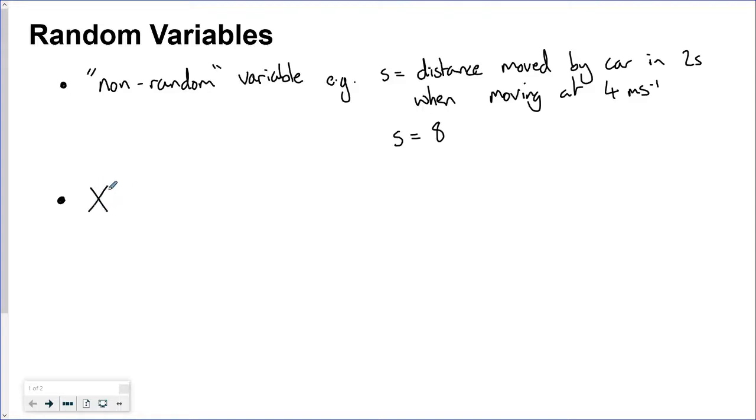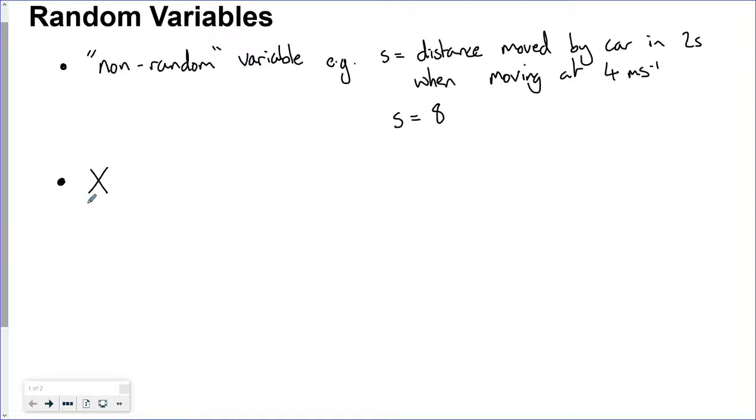We denote random variables by a capital letter. So in statistics, if you see a capital letter as a variable, it means that it's random. And by random, we mean we don't know what its value is before an experiment or before an event happens. So for example, we could say that capital X is the number shown on a dice after we roll it. Now, X is random because before we roll the dice, before the experiment happens, we don't know what the outcome of X is going to be, capital X.